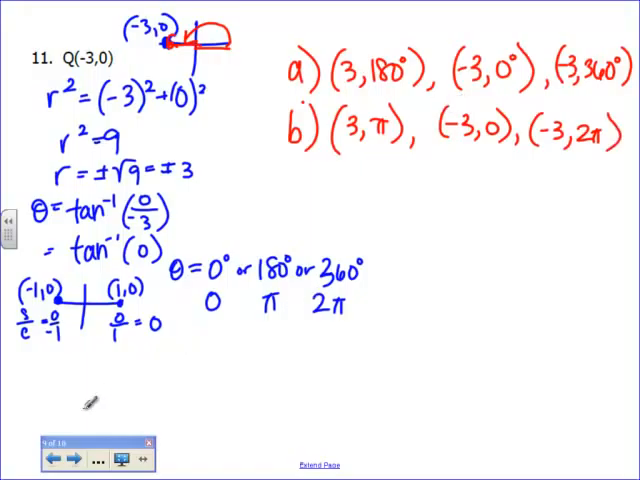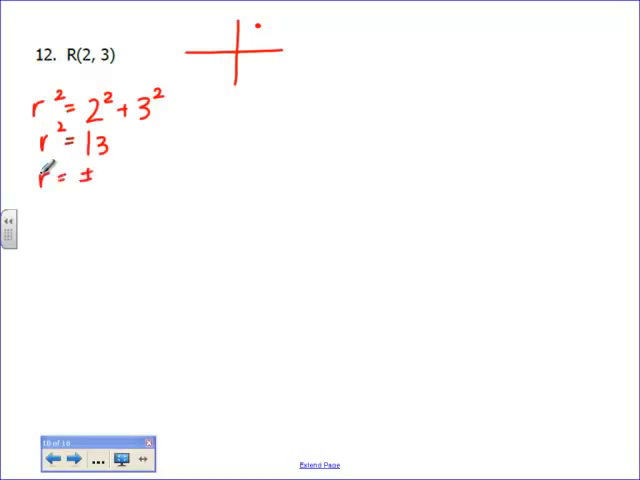Final example, (2, 3). So we're going to start off by thinking about where that point's going to be plotted. (2, 3) is going to be in the first quadrant. Okay, we use our radius squared, x squared plus y squared. 4 plus 9, that gives me 13 as my r squared, which is going to give me an r of plus or minus the square root of 13, which isn't pretty, but it works.